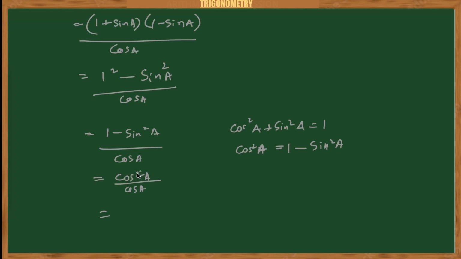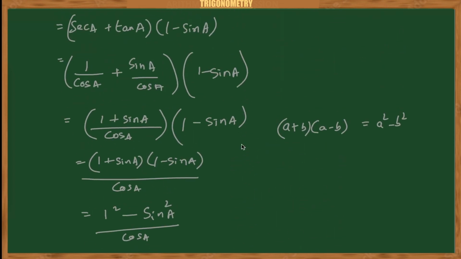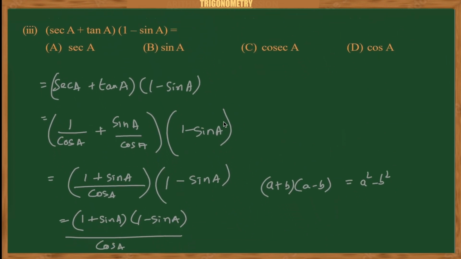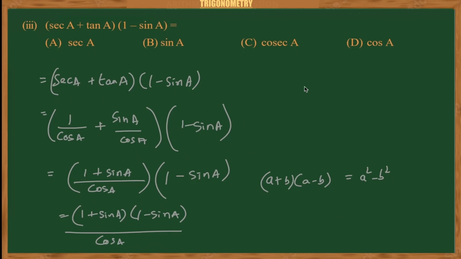So here the square goes, and it becomes cos A. Okay, so do we have further simplification? No, so we can see it is asking in terms of the ratios. So we have cos A. So the answer is cos A.